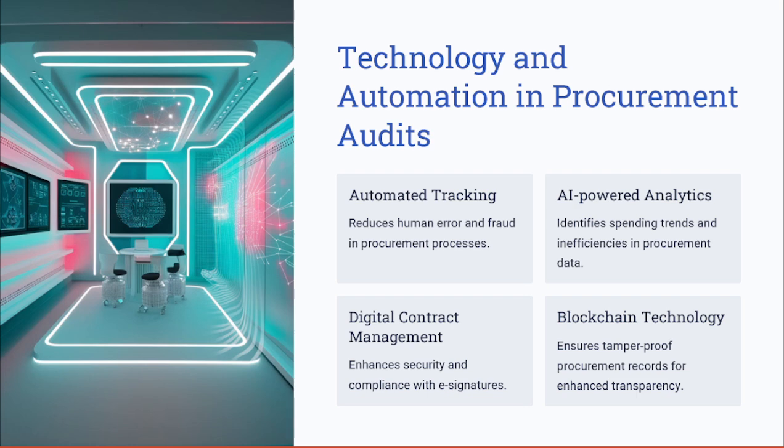vendors and suppliers' history. Technology and automation streamline procurement audits by improving accuracy, efficiency, and transparency. These digital tools we have talked about, such as AI, blockchain, and automated tracking systems, help organizations enhance compliance and detect procurement fraud in real time.